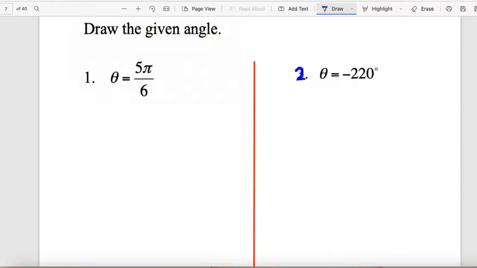Alright, our first example says draw the given angle. Before you draw any angles, you first have to learn about the quadrants. If in a plane I draw a vertical line and a horizontal line, it divides the plane into 4 different parts, and these 4 parts are called quadrants. This is our first quadrant, this is our second quadrant, this is your third quadrant, and that's your fourth quadrant.